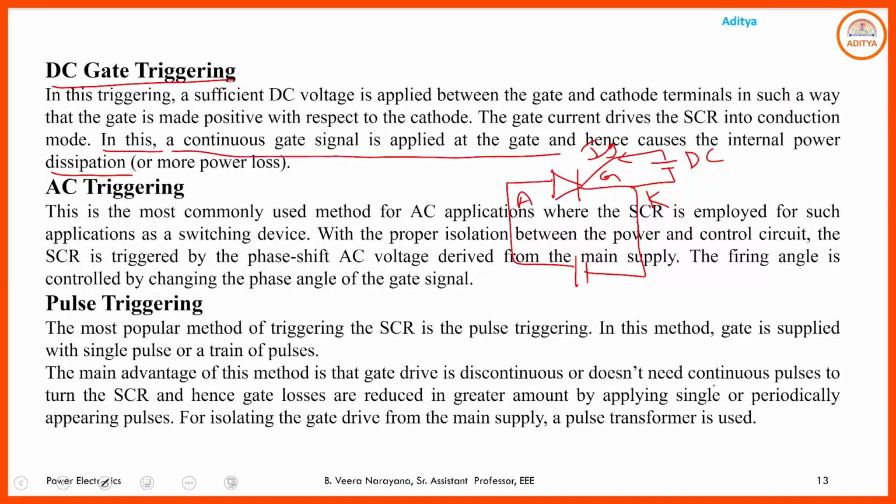And second one, if you go through the AC triggering method, this is the most commonly used method for AC applications, where the SCR is used for applications like phase control rectifiers. So here you provide the proper isolation between the power and control circuit. Power circuit means the main voltage source which is used to transmit the input voltage to the load. Control circuit voltage means the voltage across gate and cathode terminals.